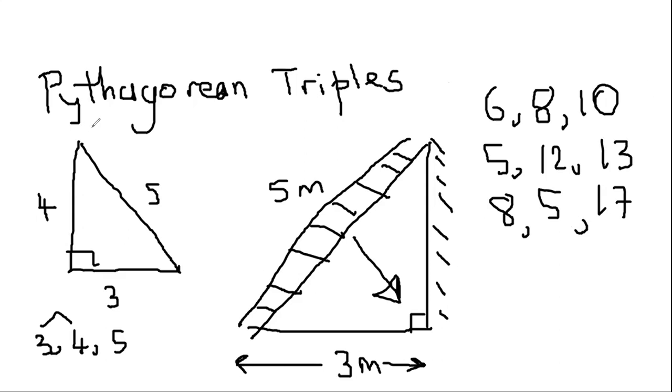So these are some examples. In CXC, the most popular one is 3, 4, 5. And I've seen 6, 8, 10 already in CXC. But it must be a right angle triangle. And you must have 2 sides.